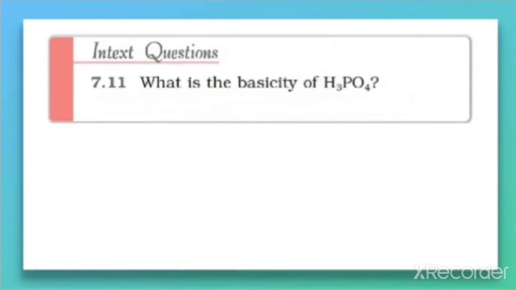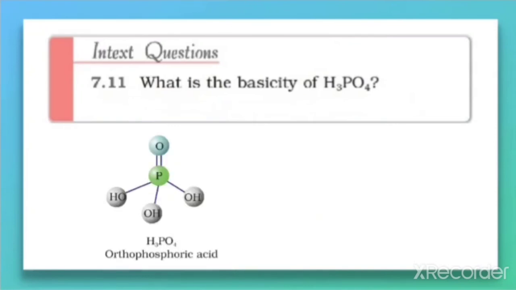It is one of the textbook questions. What is the basicity of H3PO4? So first you need to make the structure of H3PO4, which we have already discussed here. Now when you look at the structure, there are 3 OH. Therefore its basicity is equal to 3.